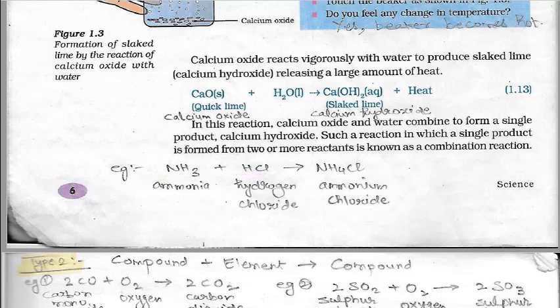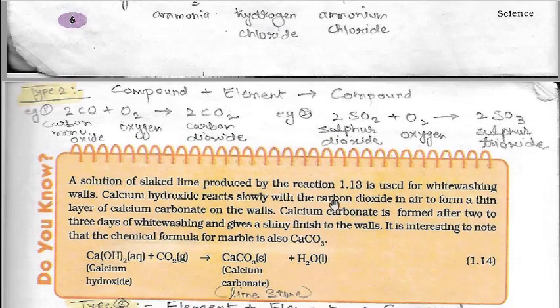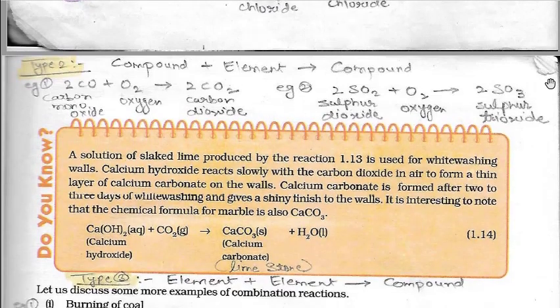Okay. Our next type is compound plus element gives compound. You can see here, this is our type 2. Here one of the reactants will be an element and the other can be a compound or an element. Okay. So this type of reaction is one in which one of the reactants is an element. Here you can see that again we have two examples, example 1 and example 2.